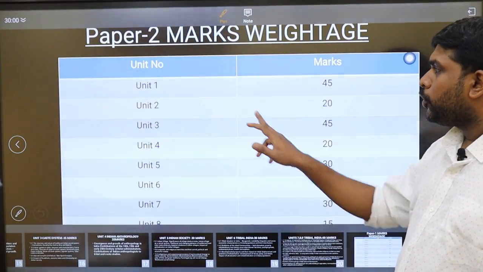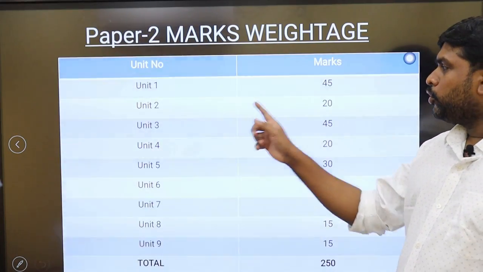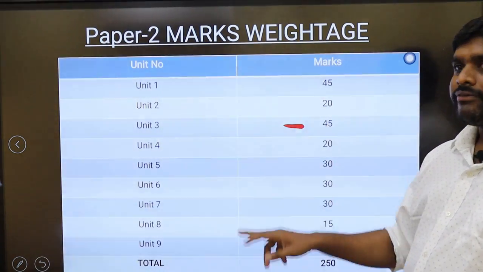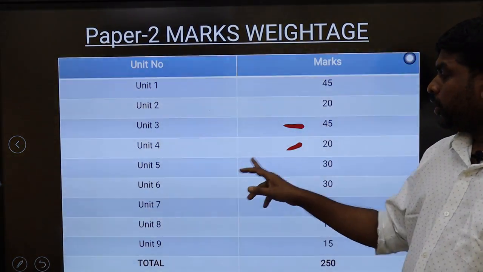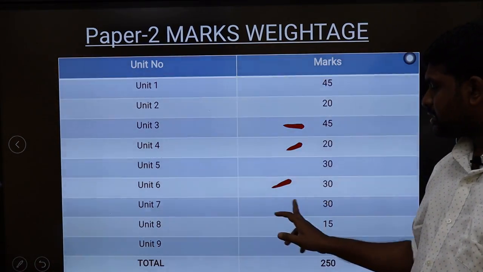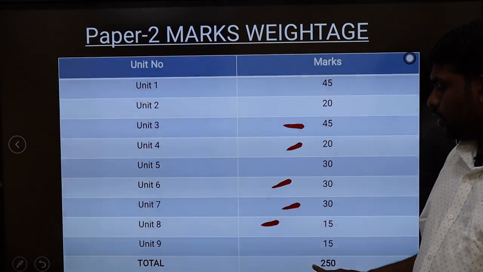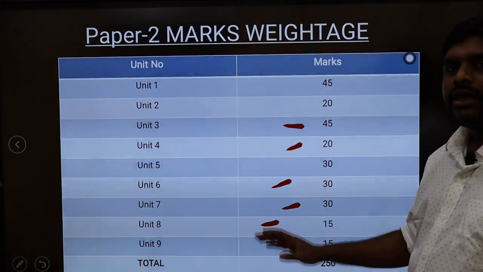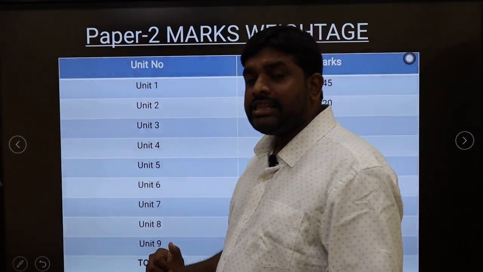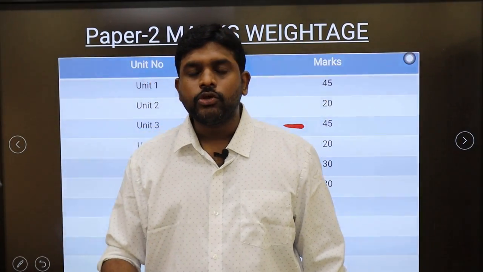Then paper 2, unit 1 45, unit 2 20, unit 3 again 45 and unit 4 20, unit 5 30, unit 6 30, unit 7 30, unit 8 15, 15, 250 marks. In this way, the weightage of the marks will be there in your anthropology optional.